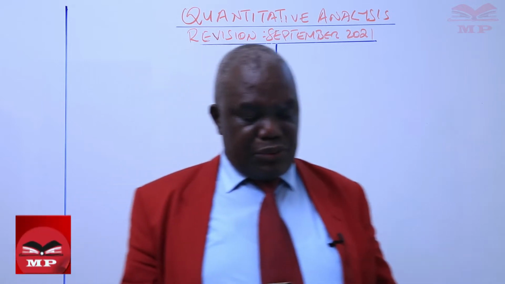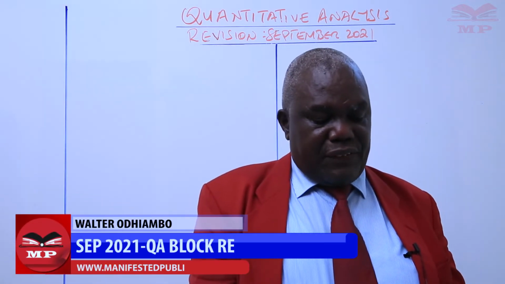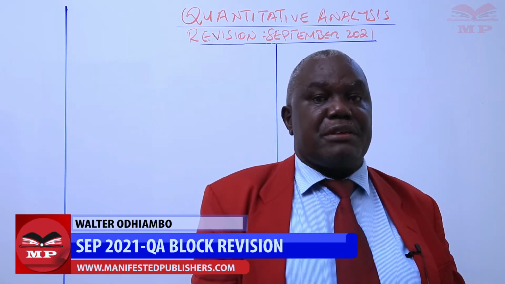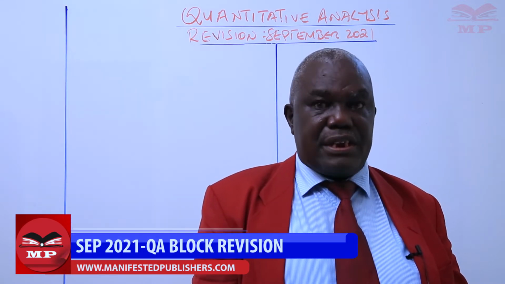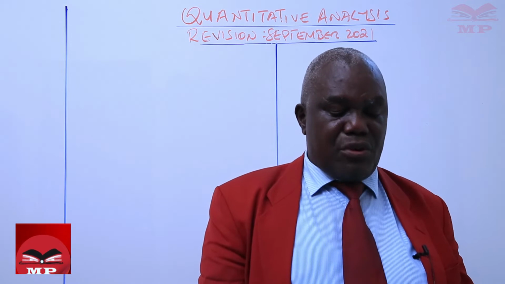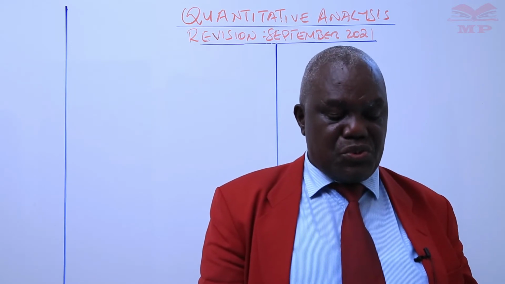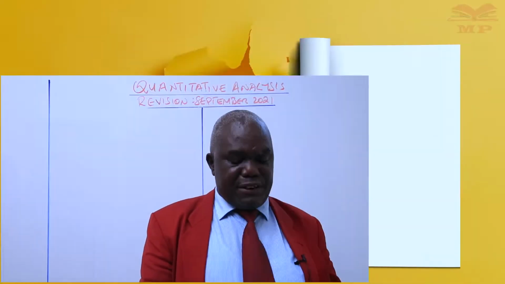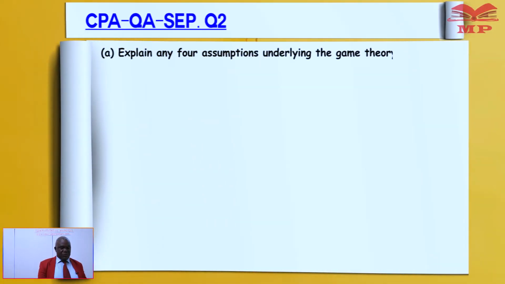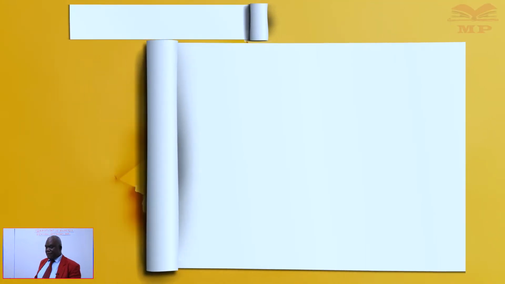Yes, welcome to this series of revision. I think we started by looking at September 2021. We had done question 1, quantitative analysis, and therefore in that series we are going to question 2. Question 2 is divided into 2 parts. The first part is theory, which says explain any 4 assumptions underlying game theory. So we'll explain that one, then we move to part B.